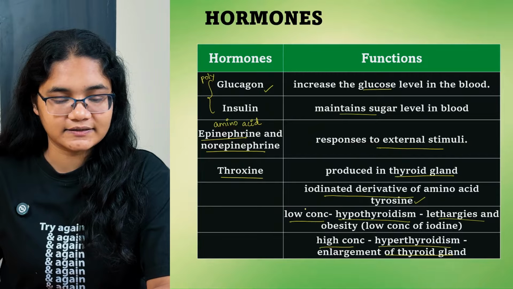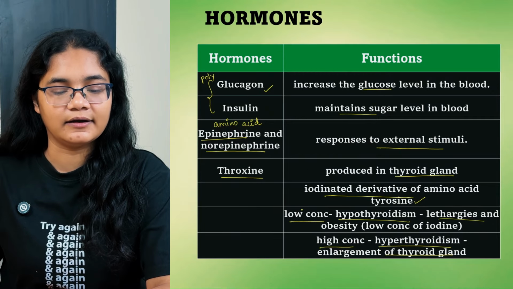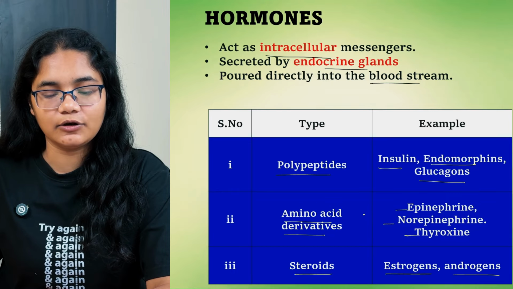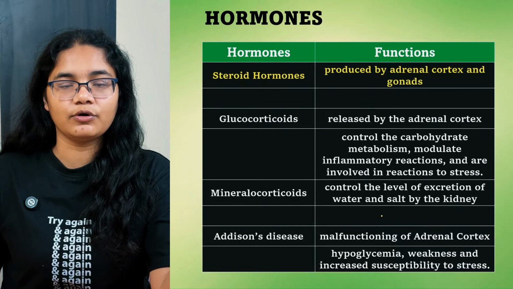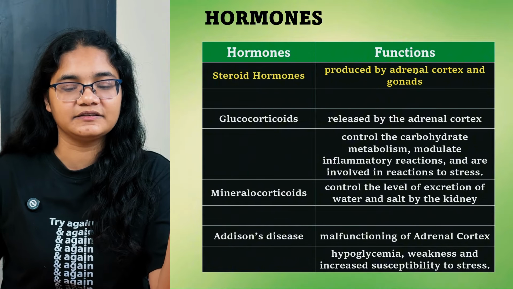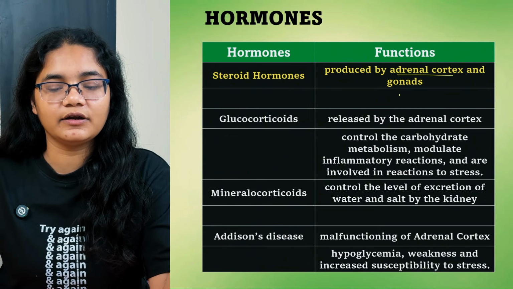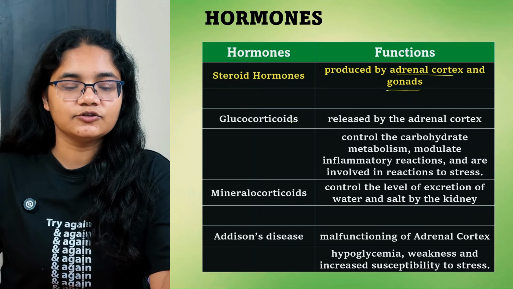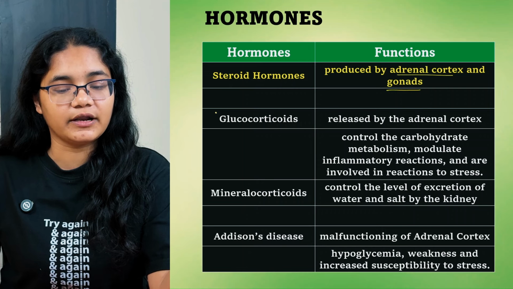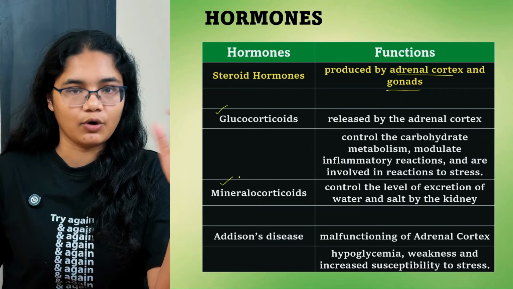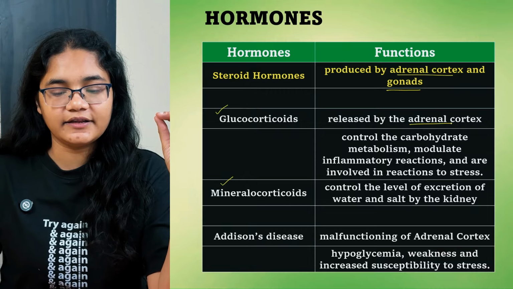Now epinephrine and norepinephrine and thyroxine, these are what? Amino acid derivatives. Now we'll talk about the steroid hormones. Steroid hormones can be synthesized by two organs. One is your adrenal cortex, another is gonads. So the ones secreted by the adrenal cortex are glucocorticoids and mineralocorticoids. Okay, so these are released by the adrenal cortex.